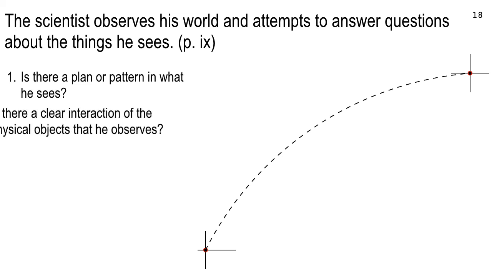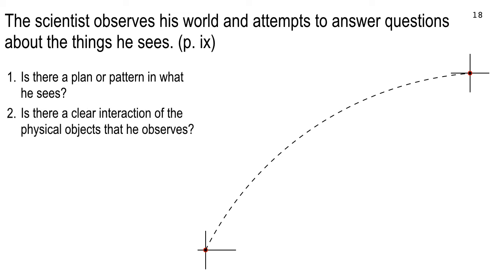So here's another question: is there a clear interaction of the physical objects that he observes? Oh my goodness! Think about that football picture. Whoa, there's a lot of interacting going on, but boy, it sure wasn't clear to me. You could tell that stuff was happening. Now, think about this little old baseball here. Let's just think of this as a ballistic arc of a baseball heading up to the top of its path. All right?